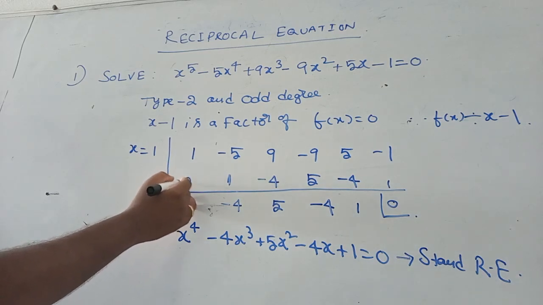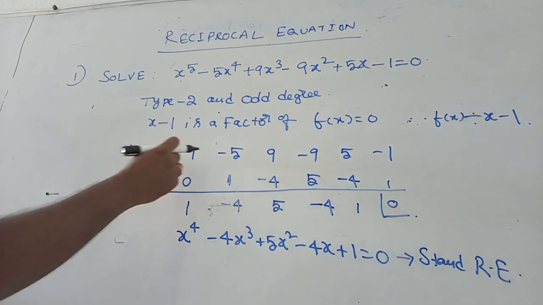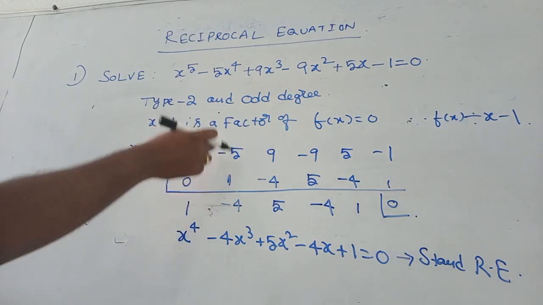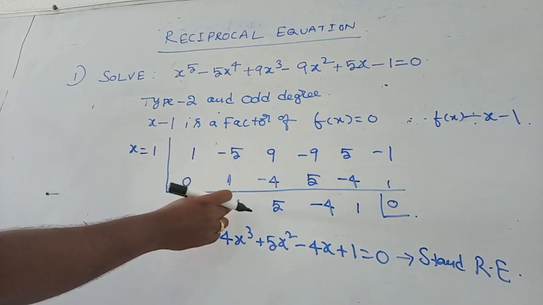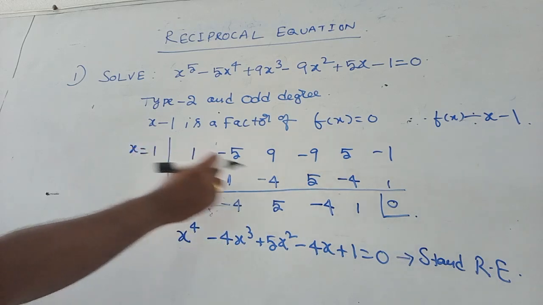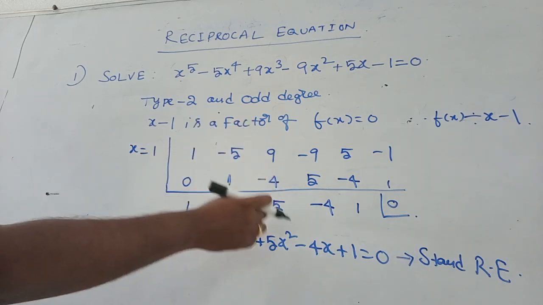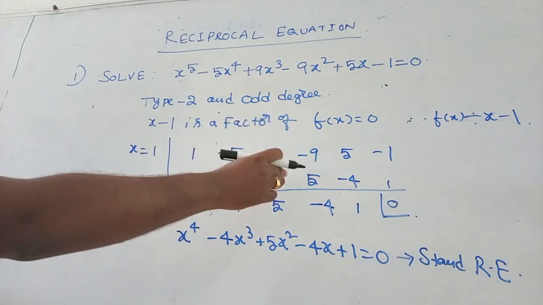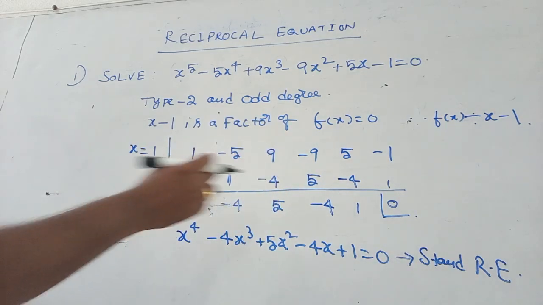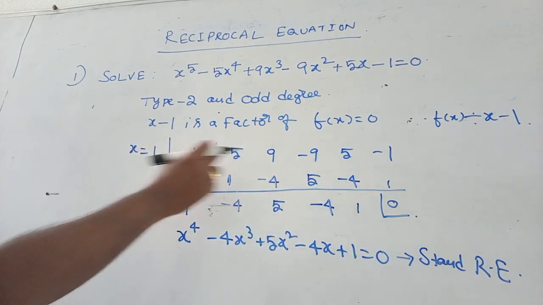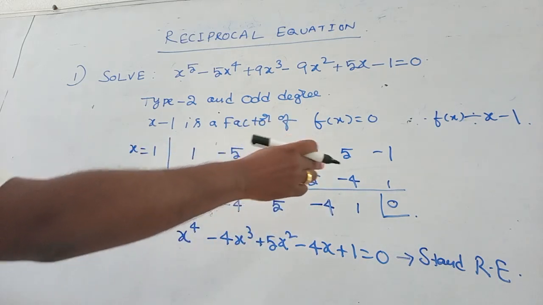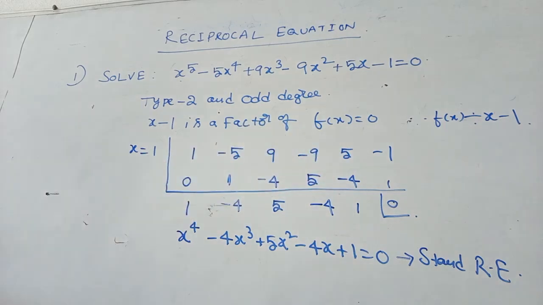We take the left corner as 0, 1 plus 0 becomes 1, 1 into 1 is 1. Now we are going to add them. Minus 5 plus 1 is minus 4. Minus 4 into 1 is minus 4. Now you add them. You will get 5. 5 into 1 becomes 5. Minus 9 plus 5 becomes minus 4. Minus 4 into 1 is minus 4. 5 into minus 4 becomes 1. 1 into 1 is 1. And the remainder you got is 0.